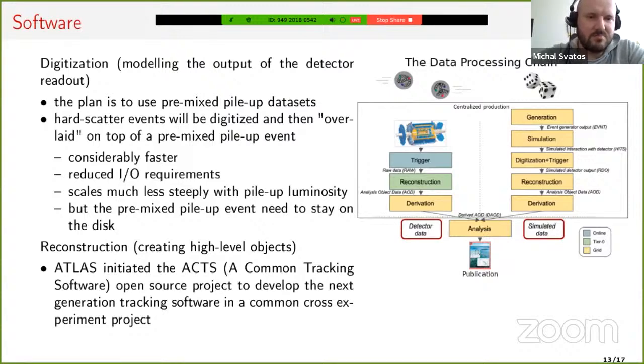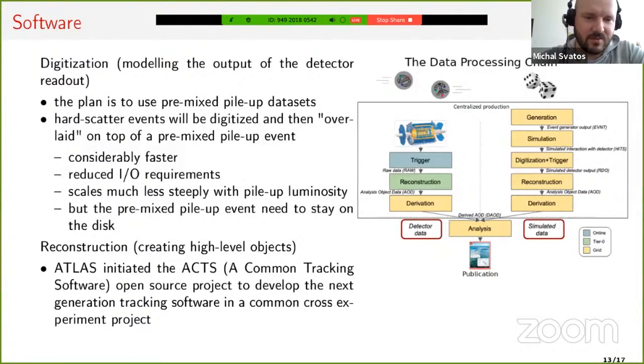For digitization, which is modeling of the output of the detector, the plan is to use pre-mixed pileup data sets, and then the hard scatter events will be digitized and overlaid on top of these pre-mixed events, which is considerably faster, has better I/O, and scales better with luminosity. The problem is that these pre-mixed events need to stay on disk, and this could mean a lot of permanently blocked storage.